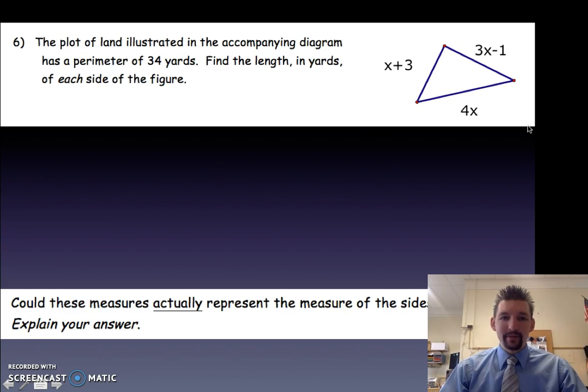The last example here is talking about a plot of land from this diagram. So it's a triangular plot of land. It has a perimeter of 34 yards. So we want to find the length in yards of each side of the figure. So I want you to pause it for a second and see if you can find the length of each side of that figure.